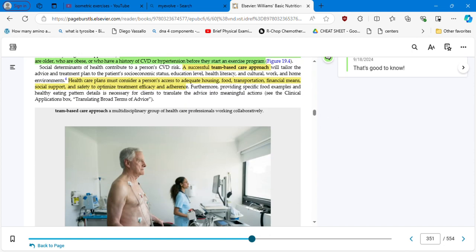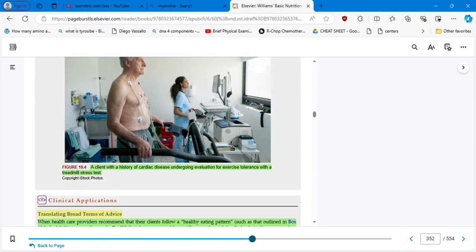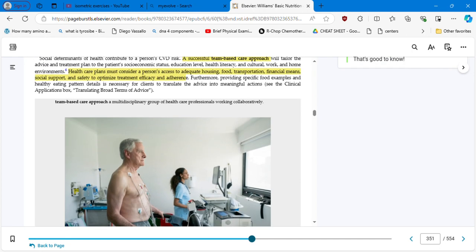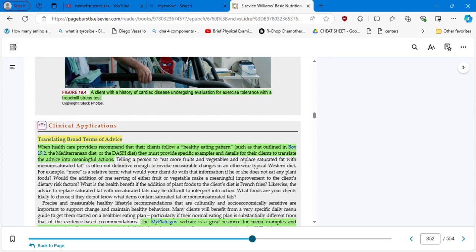Okay, let's continue with this. Here is a client with a history of cardiac disease that is undergoing evaluation for exercise tolerance with a treadmill stress test. And this is important because there are patients with a history of CVD who start doing physical activity that they cannot tolerate, and instead of getting healthy, they put their health condition in jeopardy. So we need to evaluate the patient first.